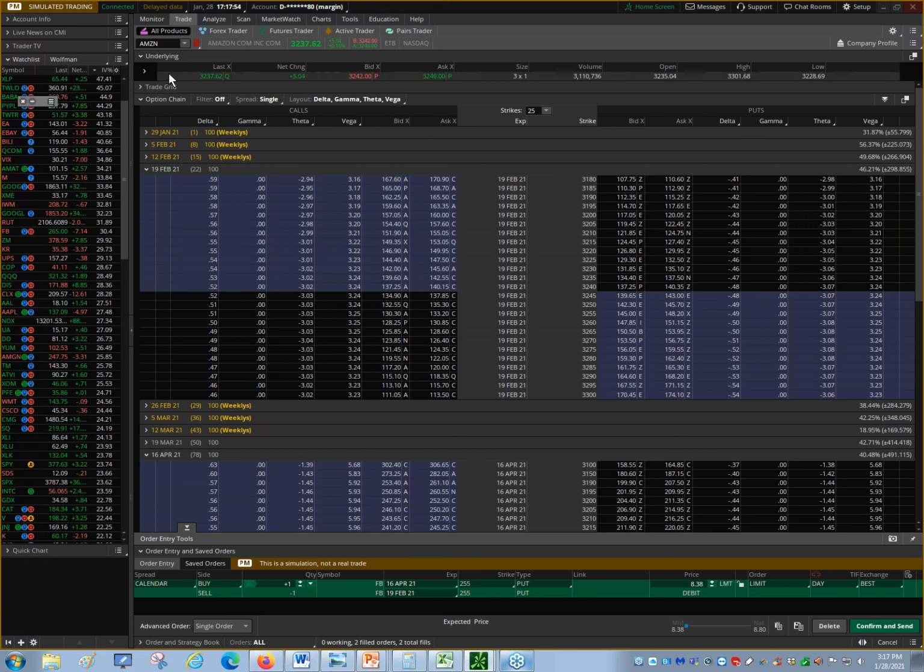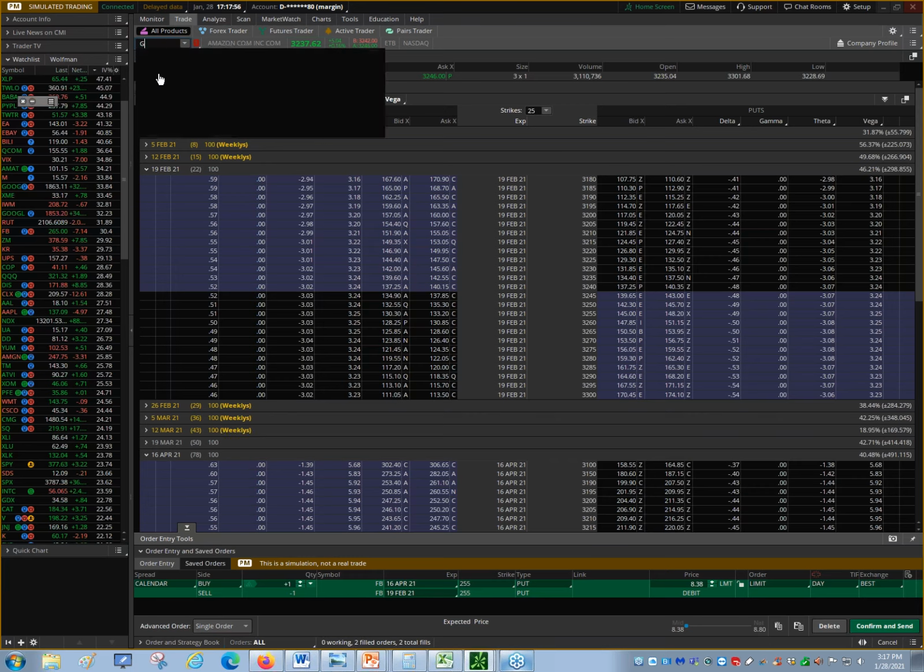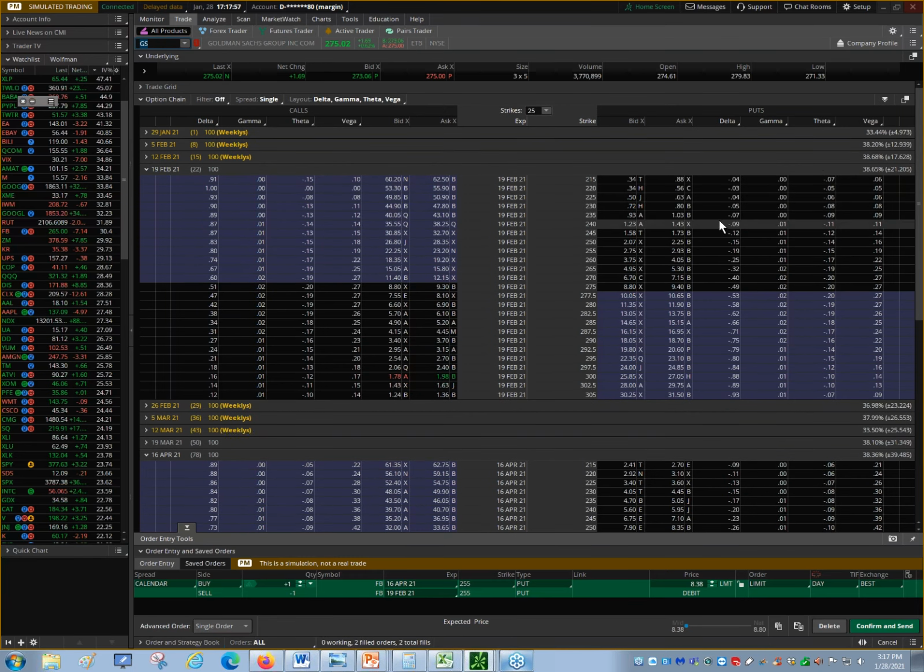Let's just see. I'm just going to throw somebody up there like Goldman Sachs, because I know the banks. Right now, we've got earnings season going on. So a lot of the volatility in these front months are going to have more premiums pumped into them, okay? But we can see that this one still decreases a little bit.